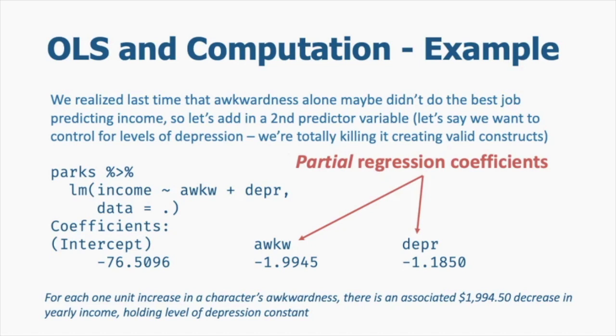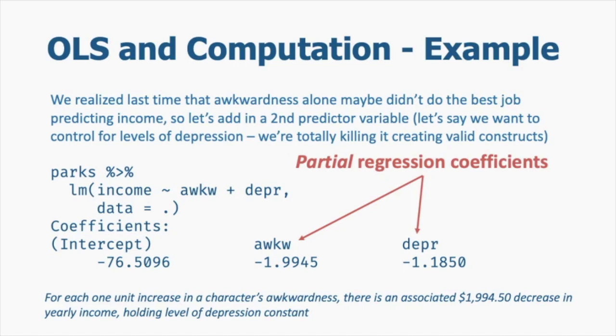In other words, for each 1 unit increase in a character's awkwardness, there's an associated 1,994.50 decrease in yearly income, holding level of depression constant. In other words, if we make everyone equal on depression, awkwardness is still associated with almost a $2,000 decrease in yearly income. So if we increase awkwardness, we're going to lose money.